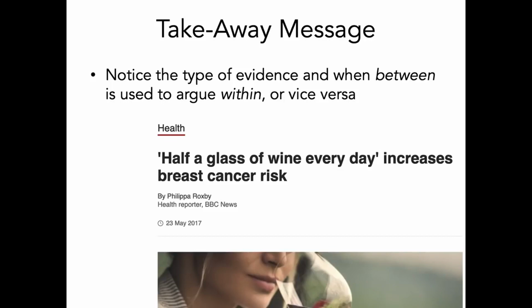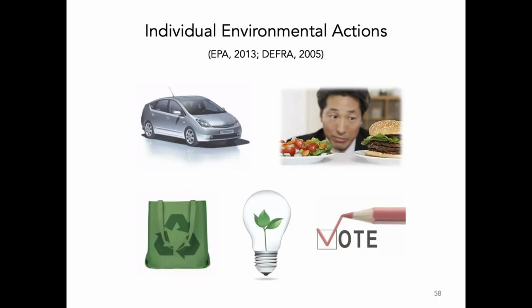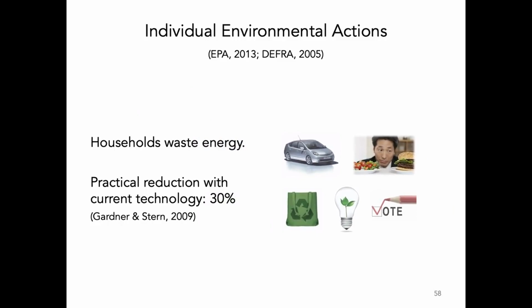In the next section, we're going to turn towards talking about how personality relates to conservation behaviors and sustainable outcomes. So, we might start by observing that households waste a lot of energy, and practical reduction, using not new crazy space tools but just normal stuff like weatherizing your house, sealing drafts, improving the efficiency of a furnace, that sort of thing, can reduce household greenhouse gas emissions by 30%. So there's a need for people to do something.